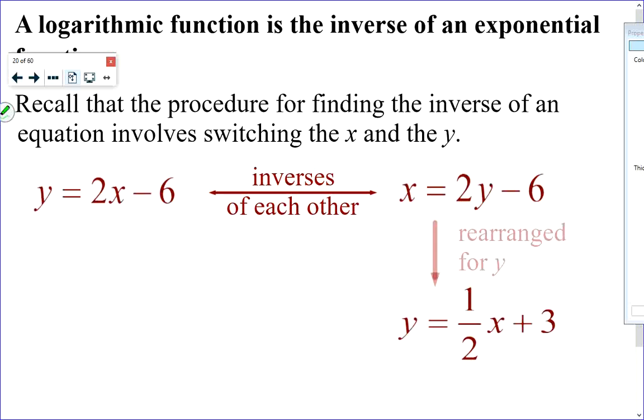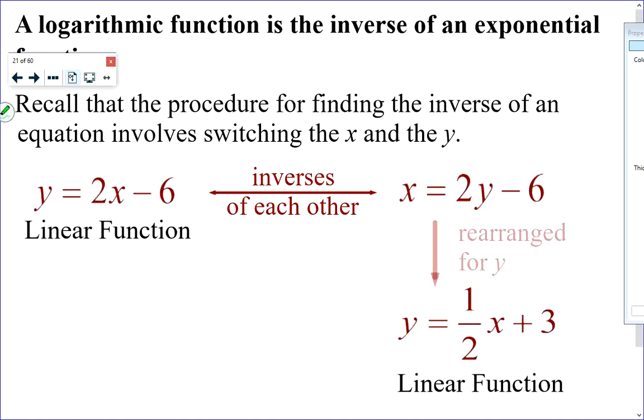Do you agree that at some point in the history of mathematics, somebody had to invent the concept of dividing? So if you were in a math class back in the Stone Age days and they were teaching you math, but you didn't have a concept of dividing, all you could do was say 2y equals x plus 6, and you would just stop there. So somebody had to introduce this idea of dividing to finish this rearranging. That's a linear function. It turns out the inverse of a linear function is a linear function.